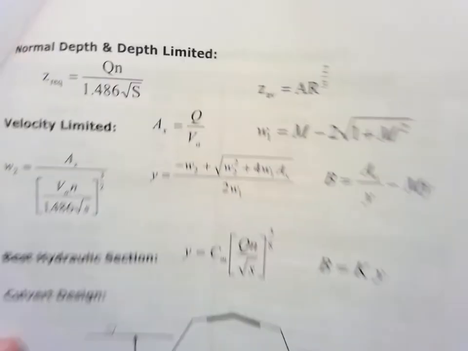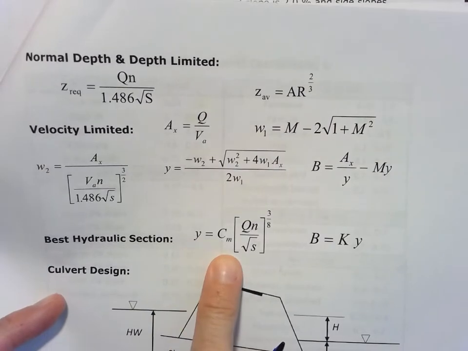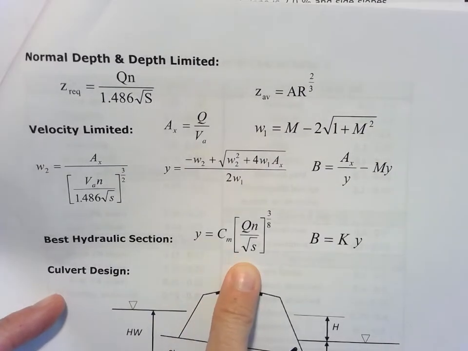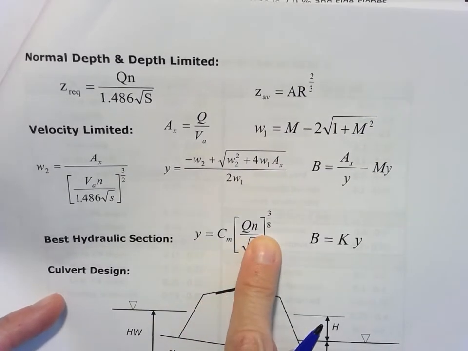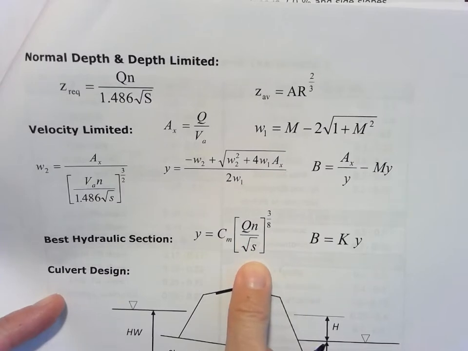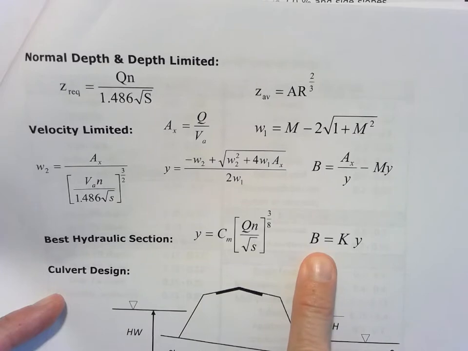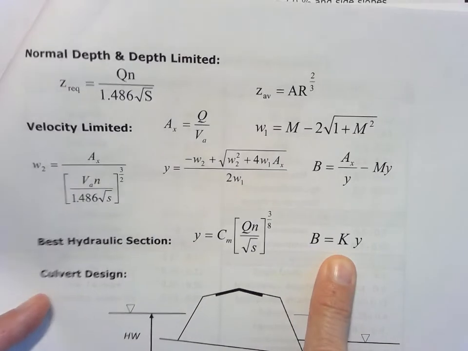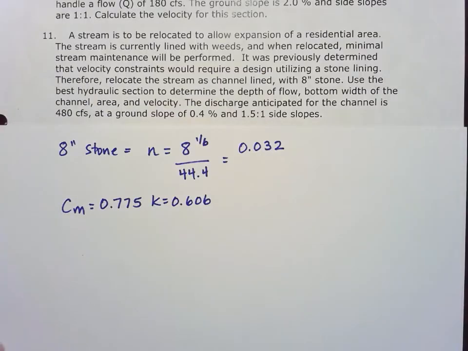And now, what to do with those values: go back to your best hydraulic section formulas. We're going to find that depth y by taking that C sub m and multiplying it by the quantity of the flow rate times the Manning's n divided by the square root of the slope, to the 3/8 power. And then find that channel width by taking that value of y and multiplying it by the K that we got from the table.